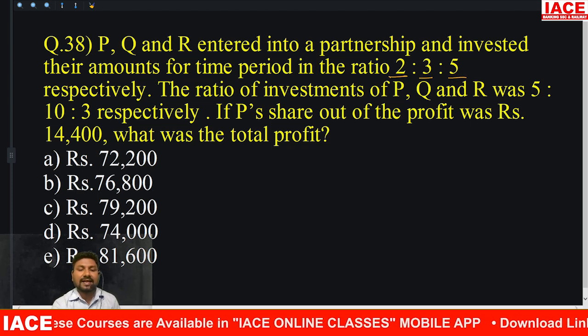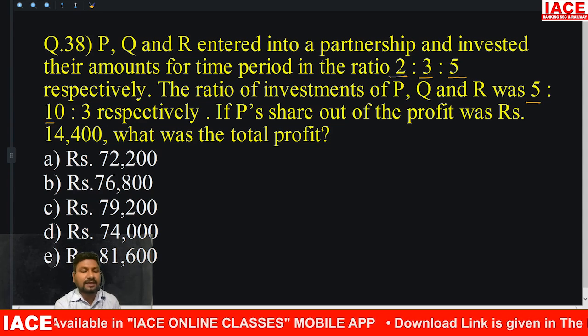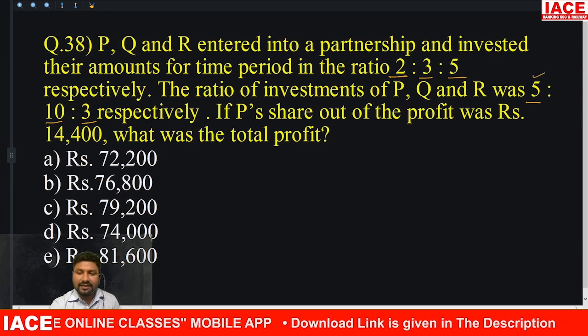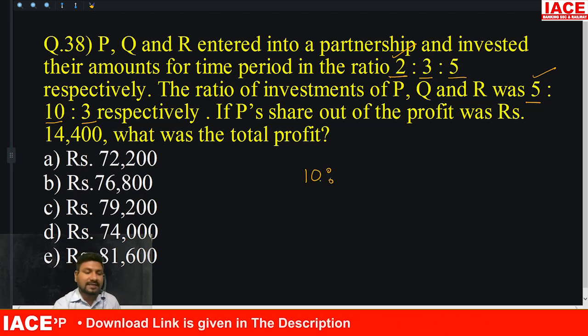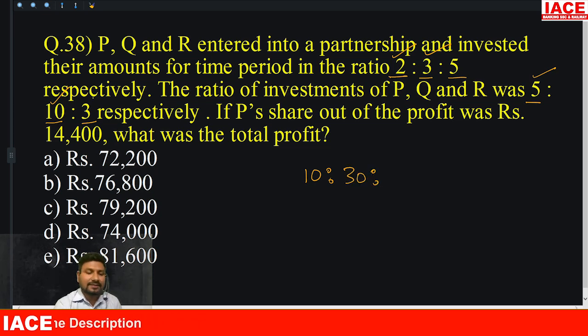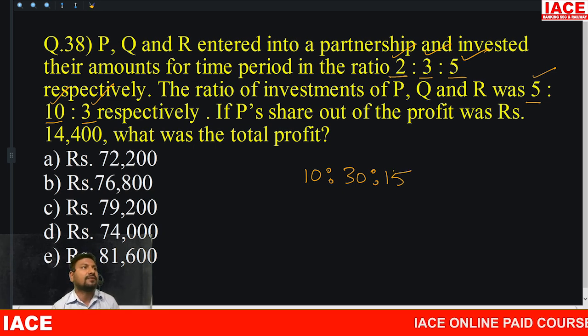P, Q, R enter into a partnership and invested their amounts for time periods of 2 months, 3 months, 5 months. The ratio of investment is 5 parts, 10 parts, 3 parts. First person invested 5 rupees for 2 months, that means his investment became 10 parts. Second person invested 10 rupees for 3 months, his investment became 30. Then third person invested 3 rupees for 5 months, his investment became 15. Directly multiply investment by time, you will get profit share.